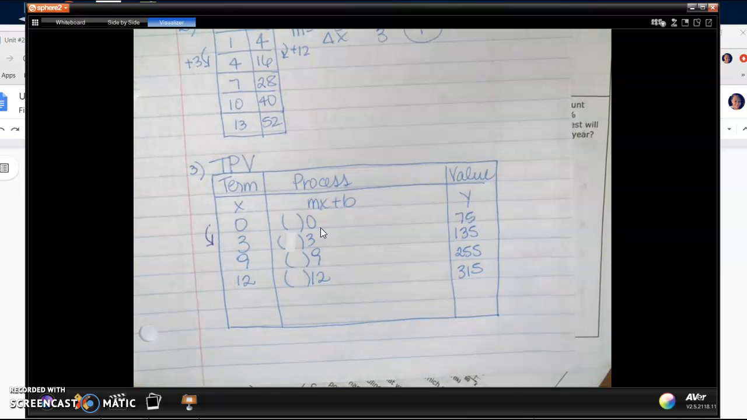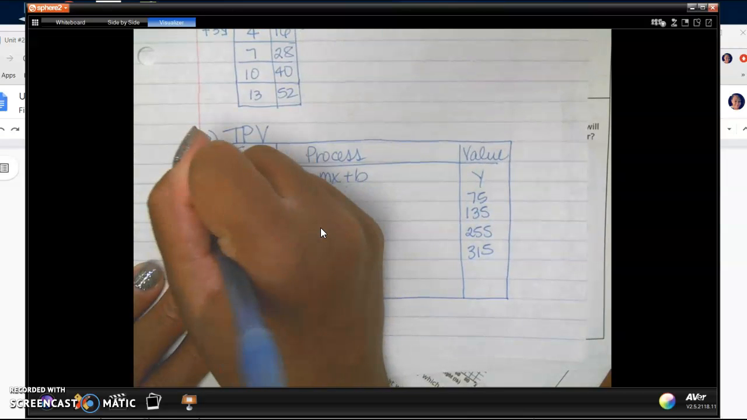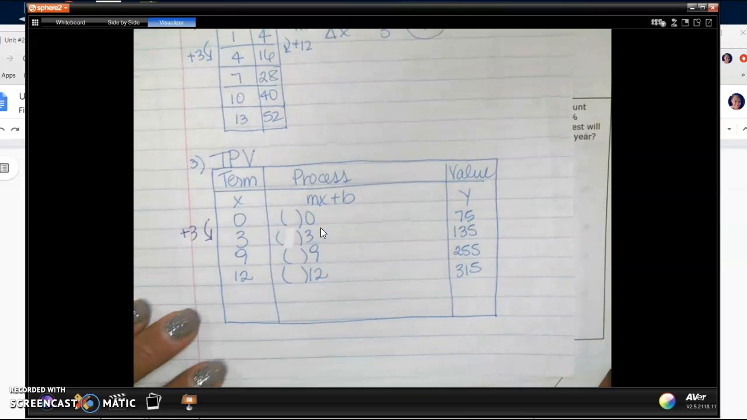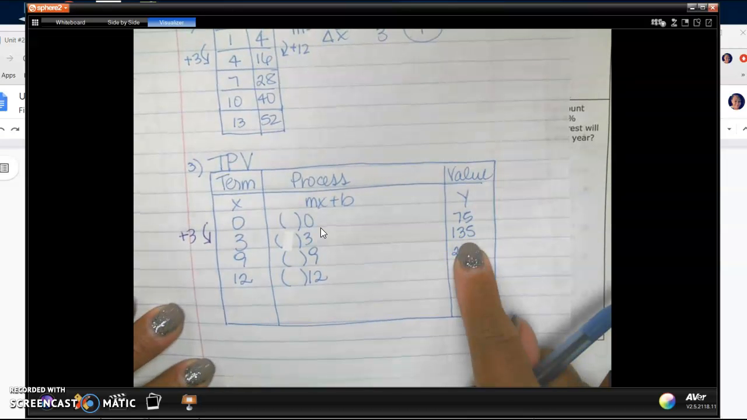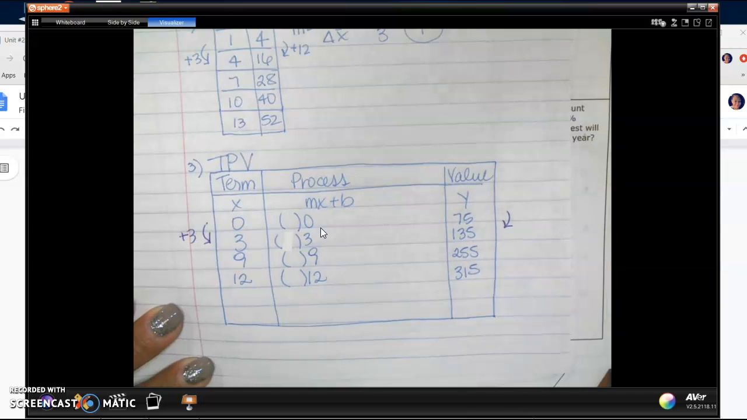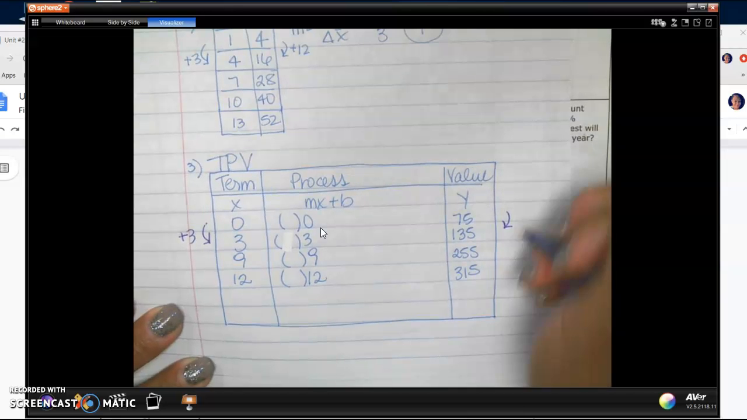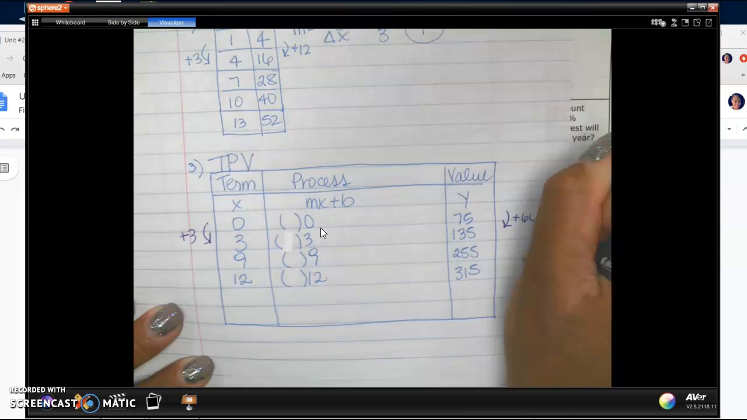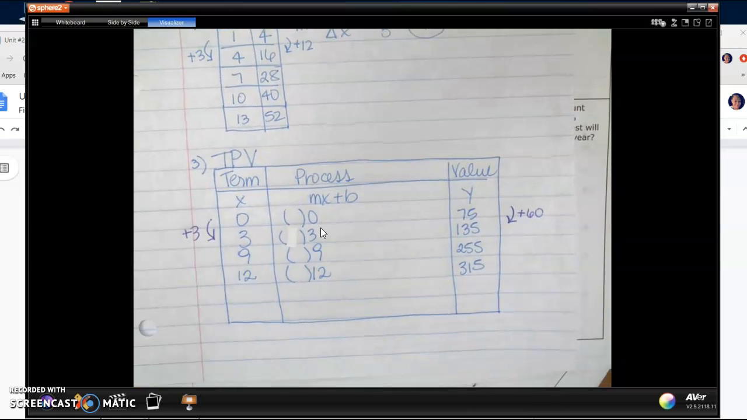Good. How many? I'm adding by 3 over here. And then I look for the pattern in X and Y. How do I get from 75 to 135? Add 60. Good. Cool. Now what?